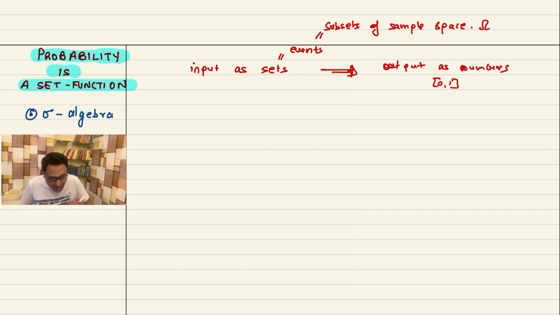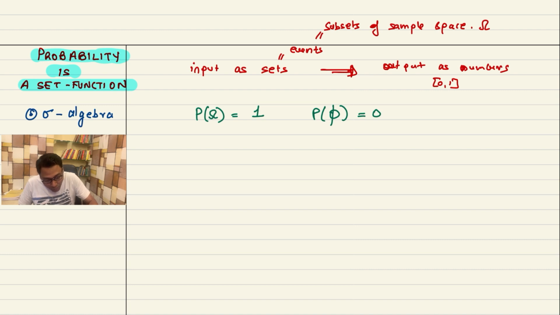These conditions are: if you input the entire sample space, then the output is 1. If you input the null set, that's also an event, the nothing-happened event, then P of that is 0.